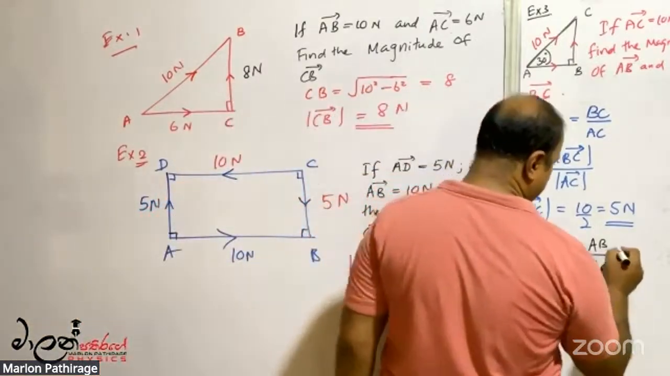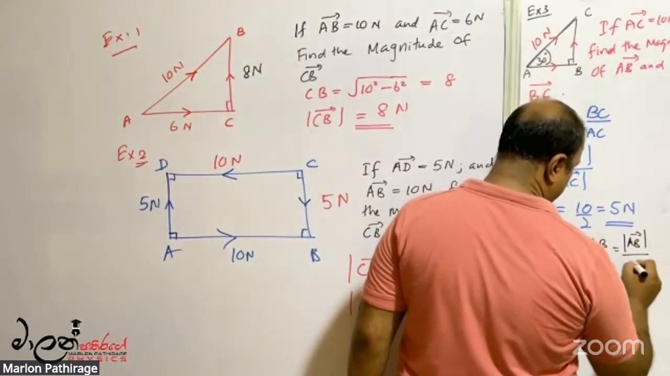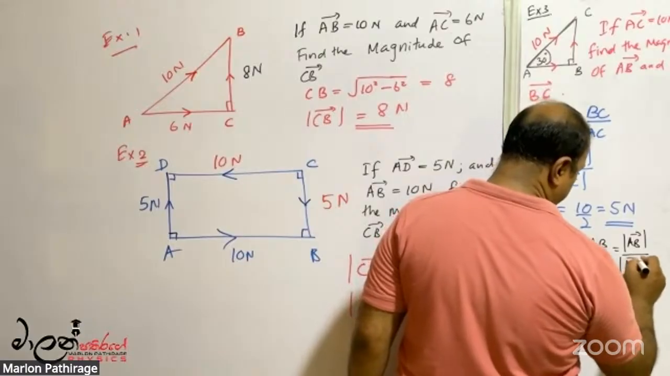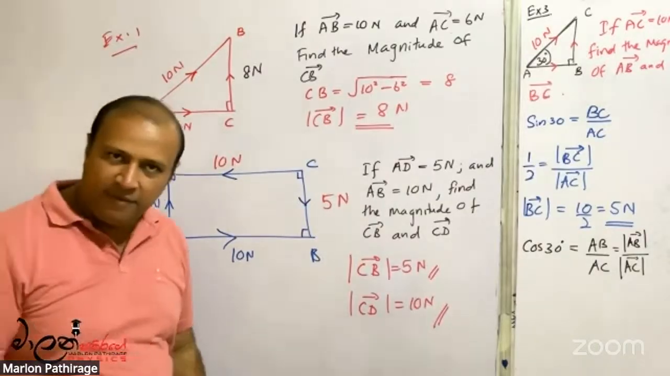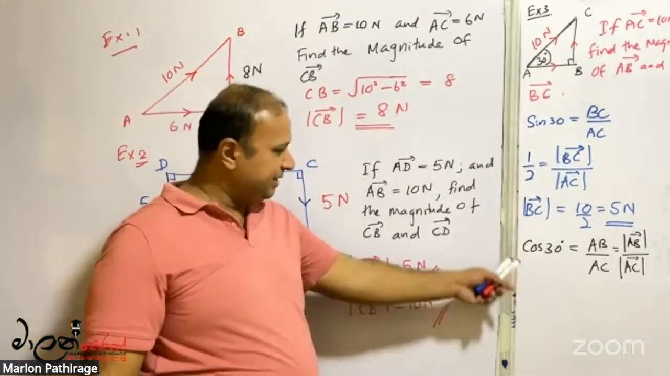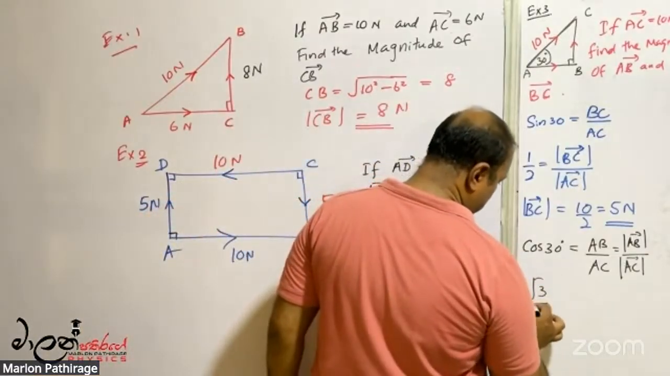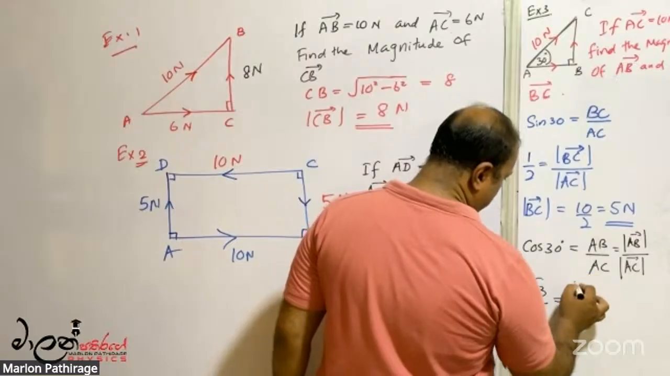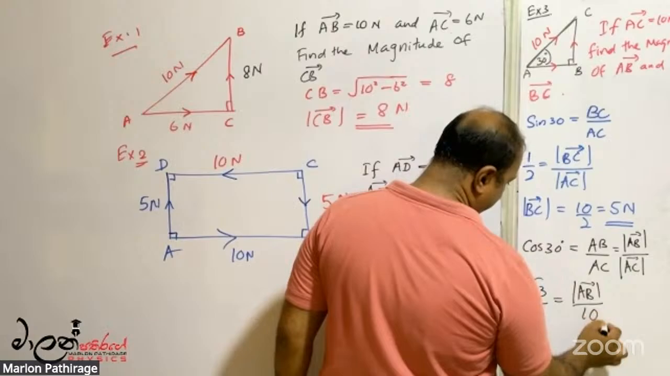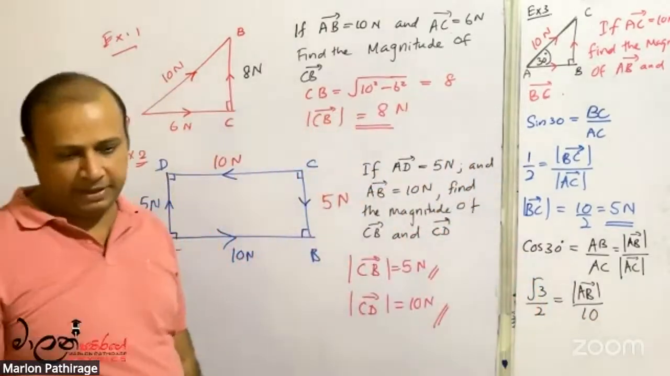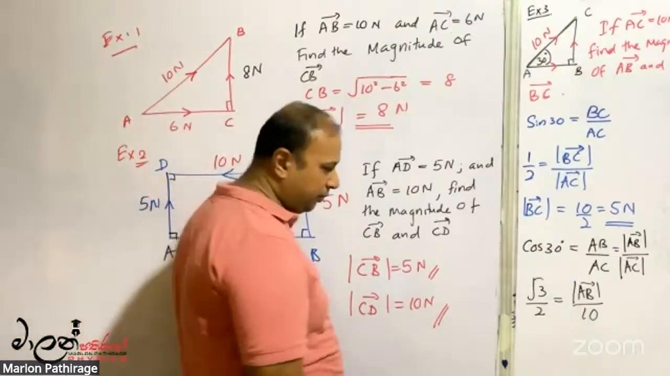So this is equal to the magnitude of the AB vector divided by the magnitude of the AC vector. AC length means the magnitude of the AC vector. Therefore, cos 30, which is root 3 over 2, gives the magnitude of the AB vector. Therefore, the AB vector is equal to 5 root 3.